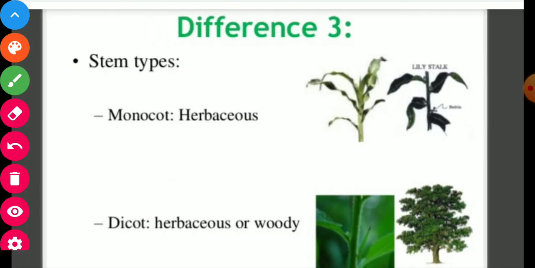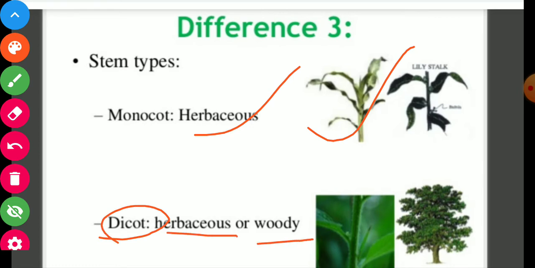Difference number 3, stem type. If the stem is herbaceous, like you can see this is maize, this is monocot, and in dicot they may be herbaceous or woody. So mostly they are woody. So this is also a difference in the stem type.